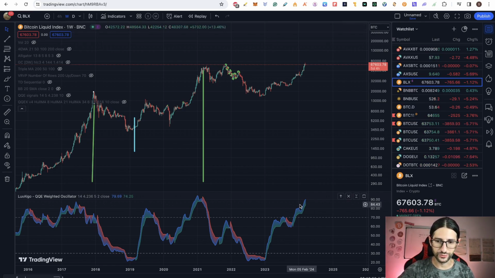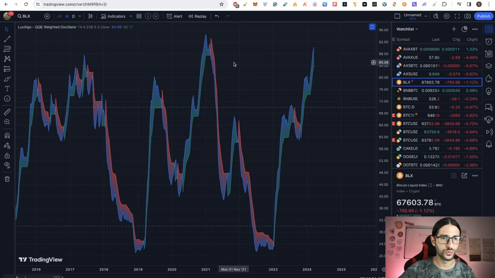So right now you can see this is a QQE that we are going to use, and we actually have two obvious sections. You have one green and one red. When we have this cross, we start a green section, and this indicates that we are turning bullish, so this is time to buy. And if we turn from green to red, obviously with this cross, that will mean that it's time to sell and a reversal trend could start happening.